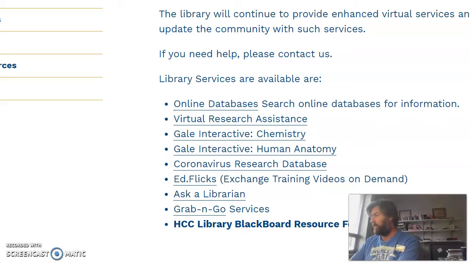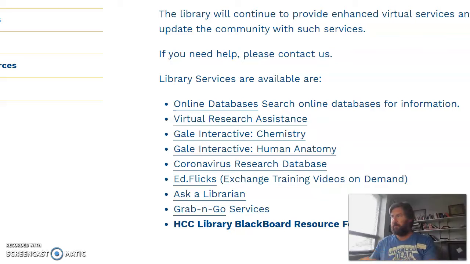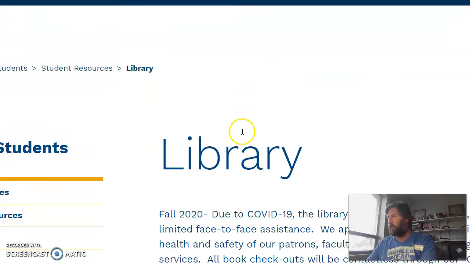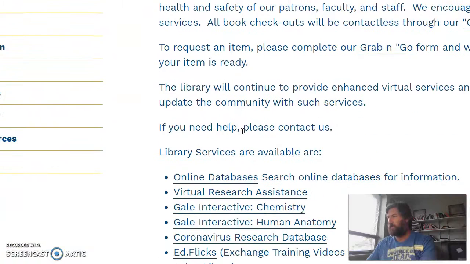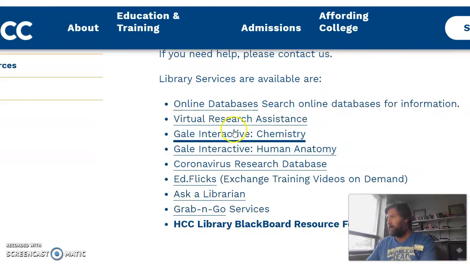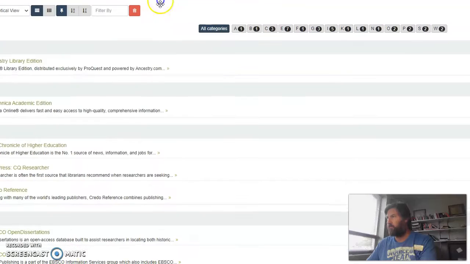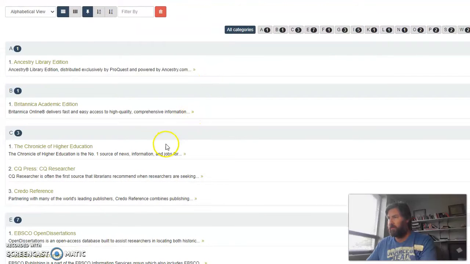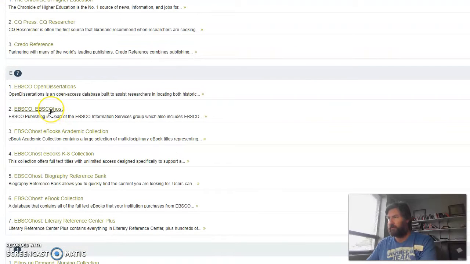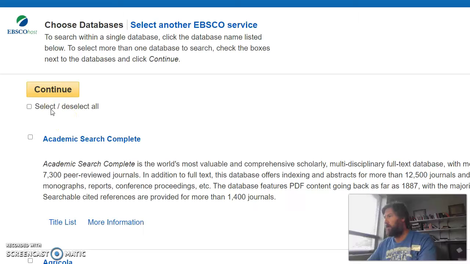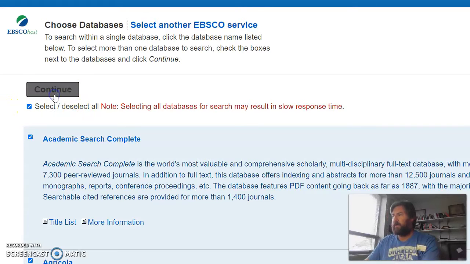So I wanted to show you the steps I was going to go through to look up some stuff on ADHD for you here. This is the library's website. I went to the HCC library website, and then I'm going to go to the online database. Next thing I'm going to do is go to EBSCOhost. Then I'm going to hit select all and continue.